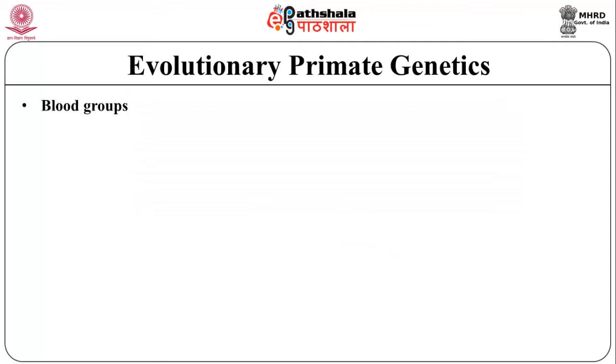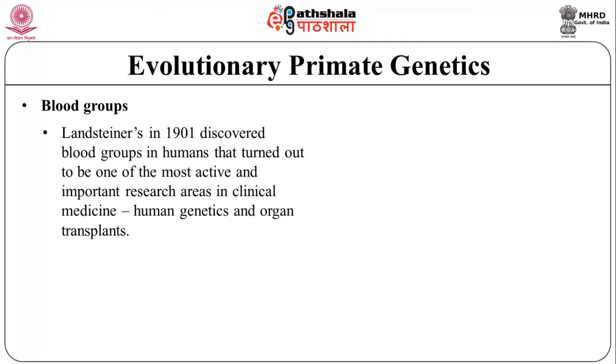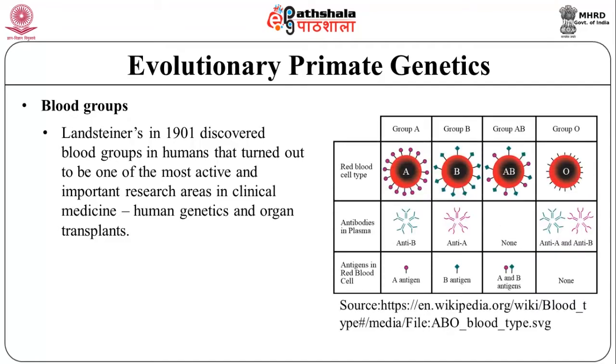First we'll talk about the blood group. Landsteiner's discovery in 1901 of the blood group in humans initiated what turned out to be one of the most active and important research areas in the clinical medicine of human genetics, and today organ transplant.